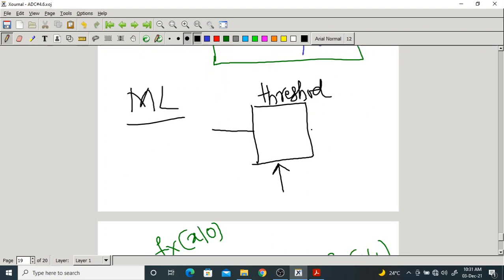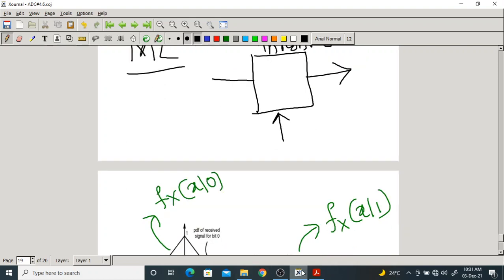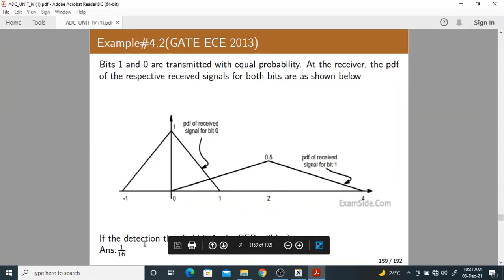Okay, and later we compare, isn't it? Here in the problem itself, they have given that the threshold is how much? The threshold is 1.